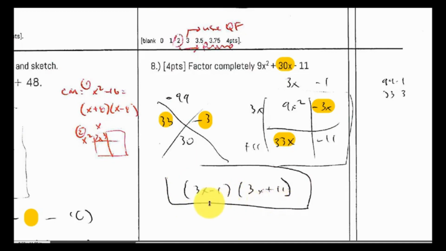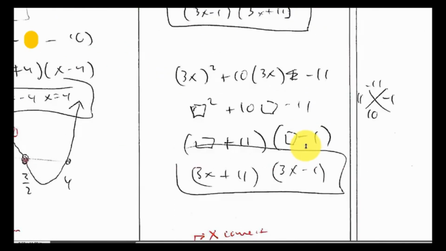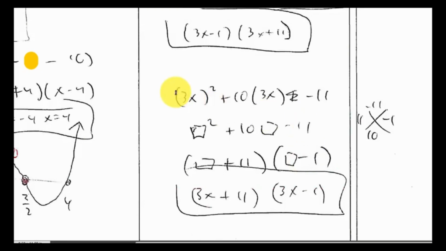This was your correct answer. Remember, the order does not matter. You can have 3x plus 11 and 3x minus 1. Some of you recognized that this was kind of big and hard, but if you looked at the first 2 terms, you can do it by chunking. And if you did it by chunking, it should look like this.